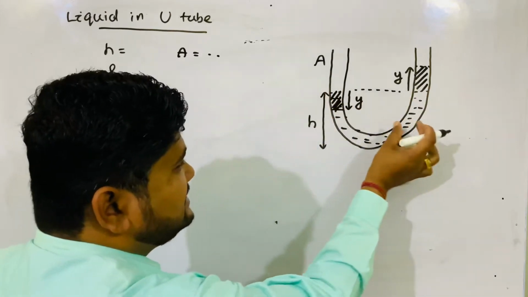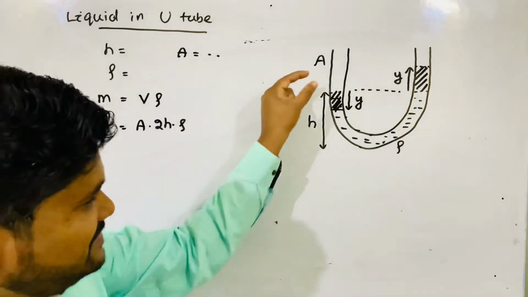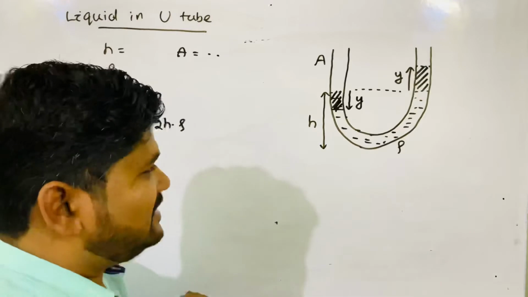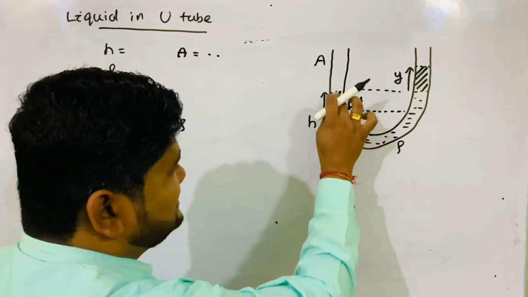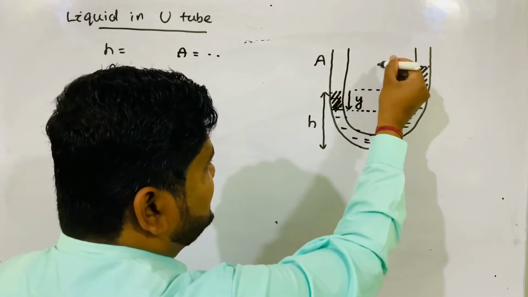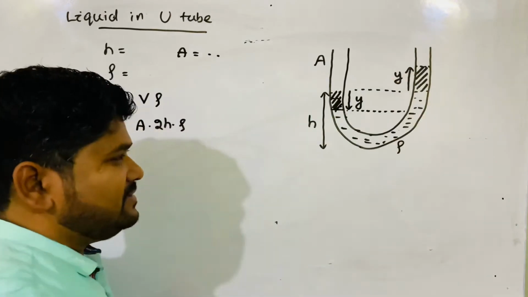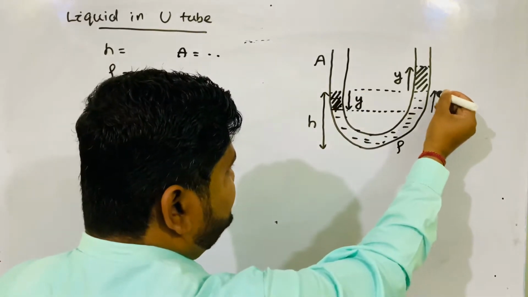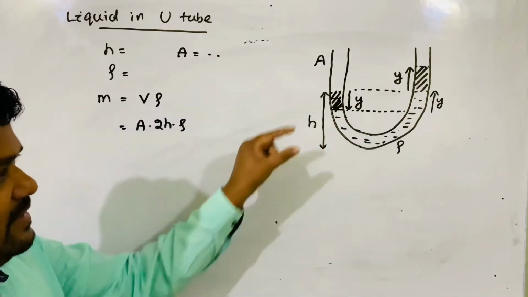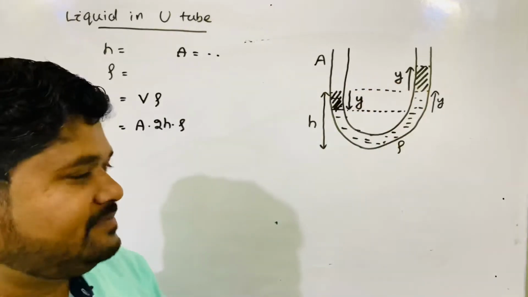This much decrease, this much increase. Now what is your level? This is the level in this limb, and this is the level in that limb. You see that much level. Here y decrease. If this is y, then this is also y.